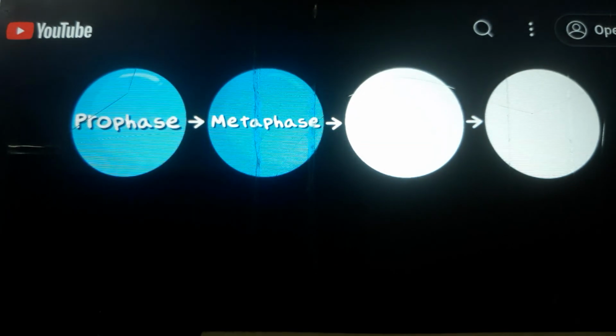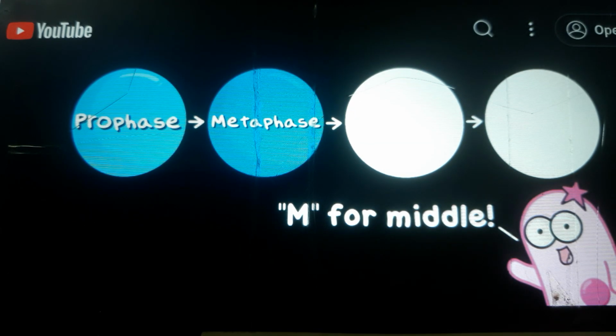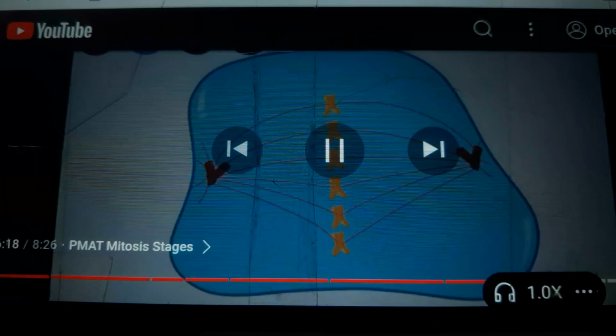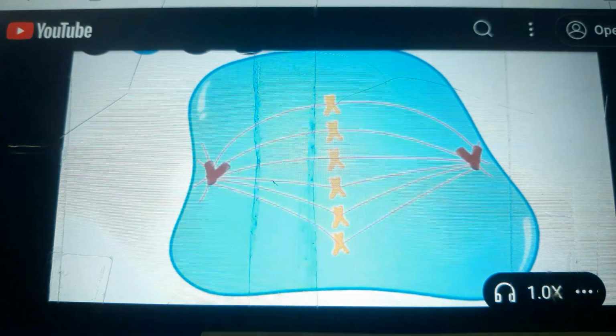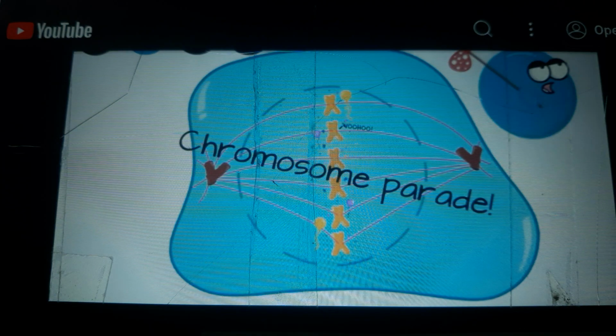The next stage is metaphase. M for metaphase, but I also like to remember M for middle because in this stage, the chromosomes line up in the middle of the cell. The nucleus has been disassembled, it's no longer there, so we've got the chromosomes in the middle waiting there.